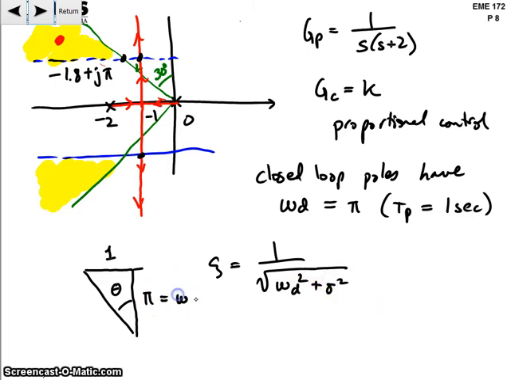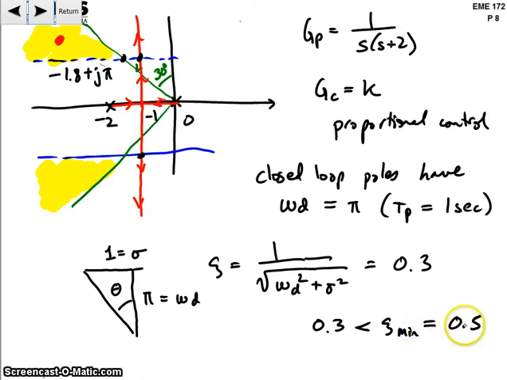This is omega d. This is sigma. And so when I plug in those numbers, I get 0.3. The damping ratio is 0.3. And clearly 0.3 is less than, not less than or equal to, but less than the zeta that I required, which was at least 0.5. Okay? So I can achieve the peak time specification, but I don't have enough damping ratio.